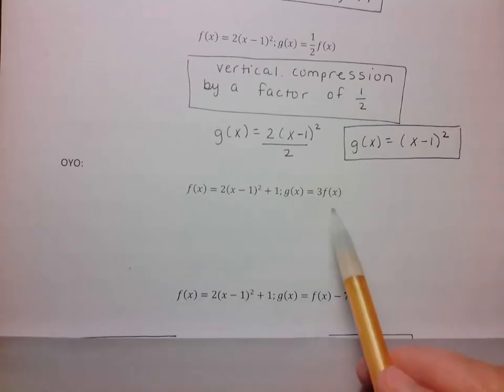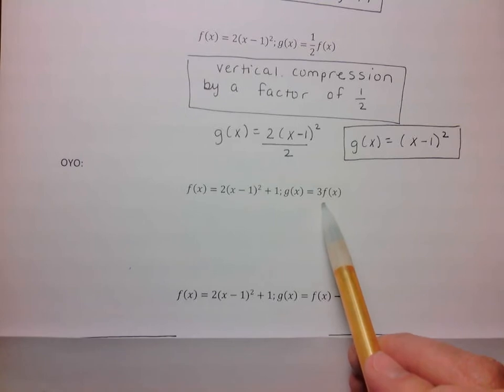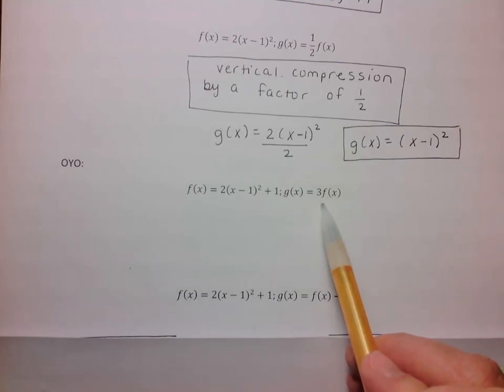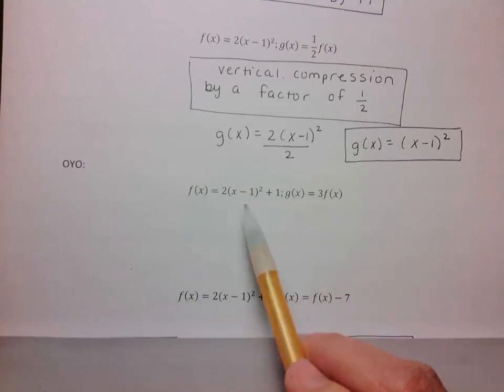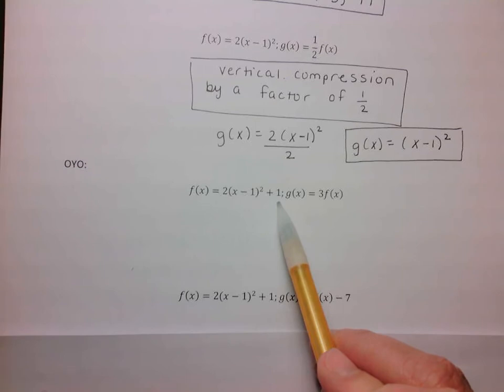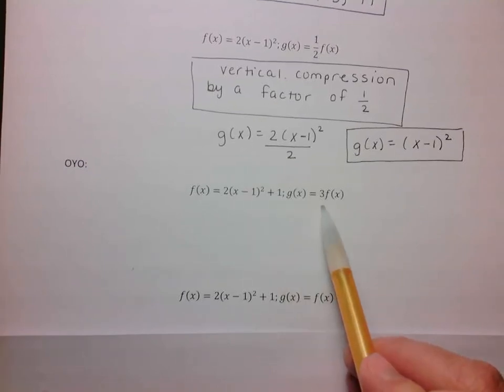Okay, let's look at this example here. What am I doing here to create function g? I'm taking function f and I'm multiplying it by 3. I'm taking the entire function f and I'm multiplying it by 3. And in doing so, I'm giving it a vertical stretch by a factor of 3.